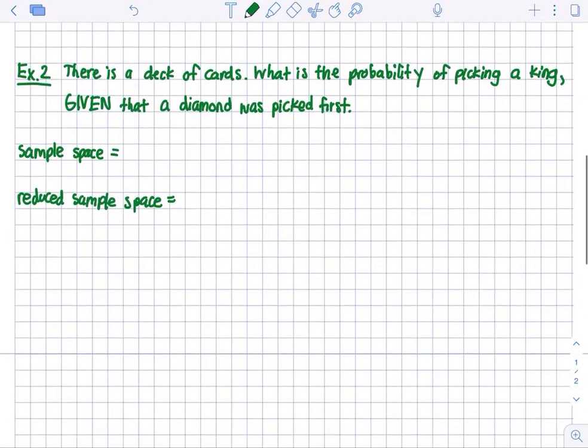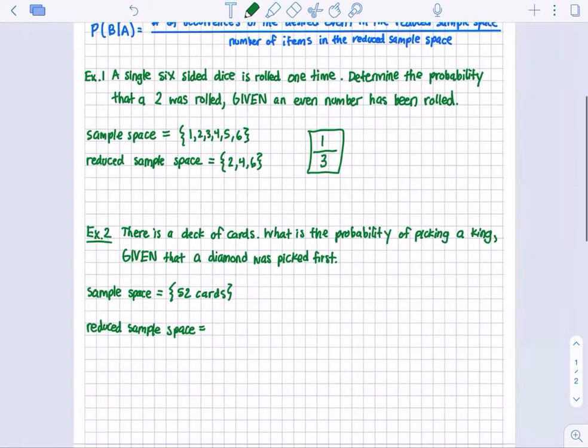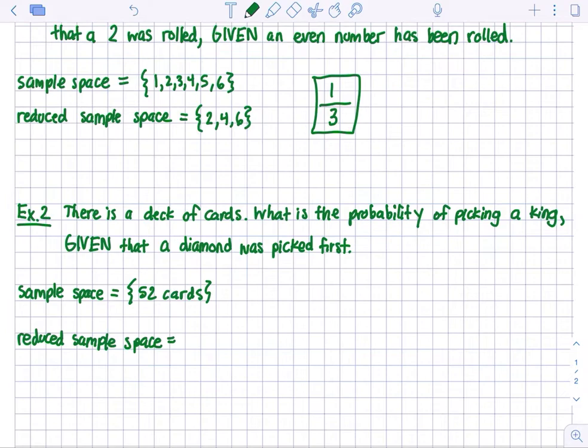There's a deck of cards. I already know the sample space is 52 cards, because that's how many cards are in a deck. With conditional probability, that's the sample space of the whole entire thing, the total amount of outcomes in this experiment. I'm going to predict that it's going to shrink, because conditional probability shrinks the total amount of outcomes that we have, okay?